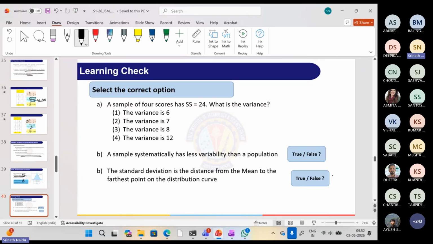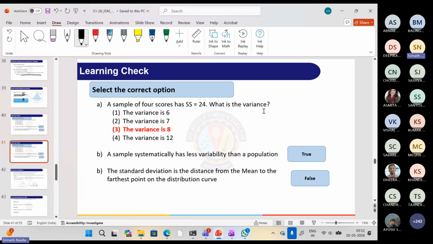Okay, so we're pretty much done. The rest of this is a bunch of practice problems and so on, but there's a little bit more theory. So, a sample of 4 scores has SS equal to 24. What is the variance? The variance will be 8 because it is 24 divided by 4 minus 1. This 4 is equal to n. The trick here is that because it's a sample of 4 scores, if they're asking you what is the variance, you have to use n minus 1 rather than n. That's why the variance is 8 and not 6.